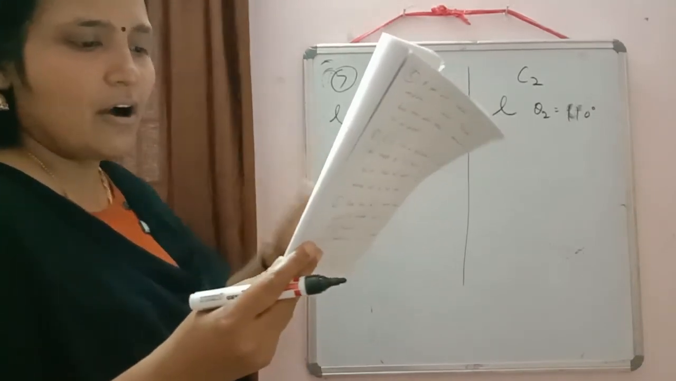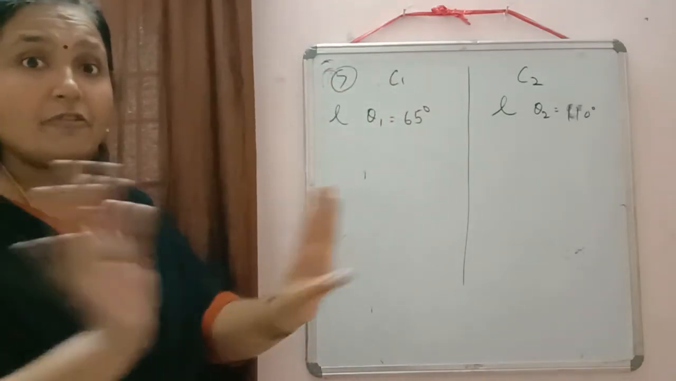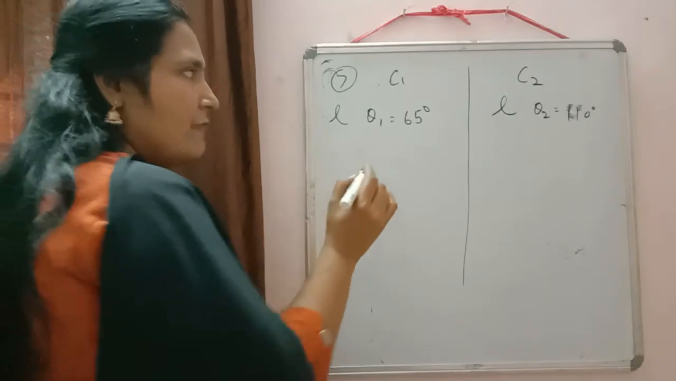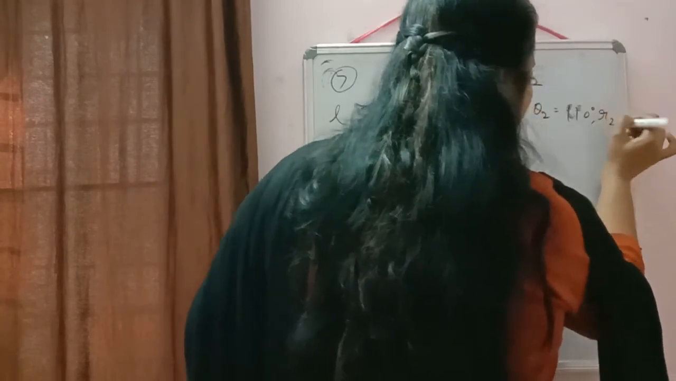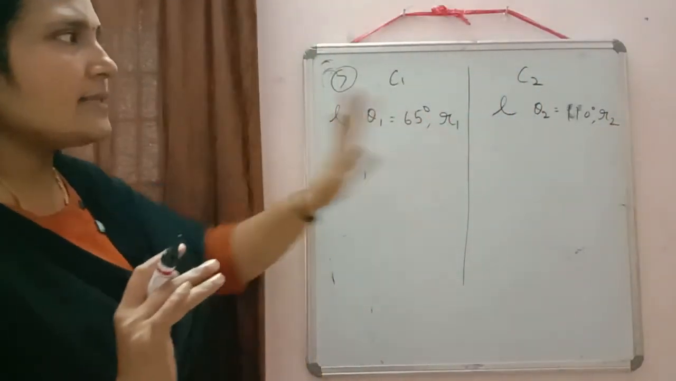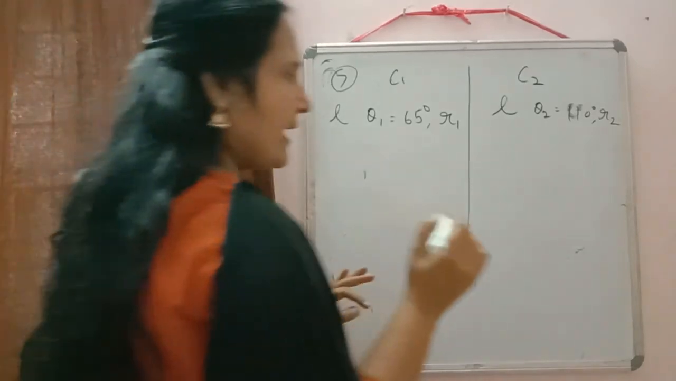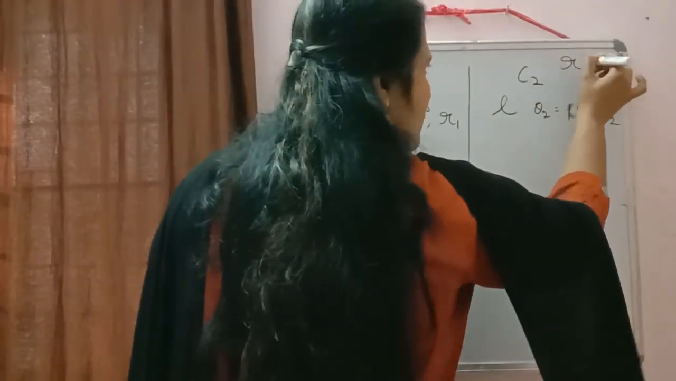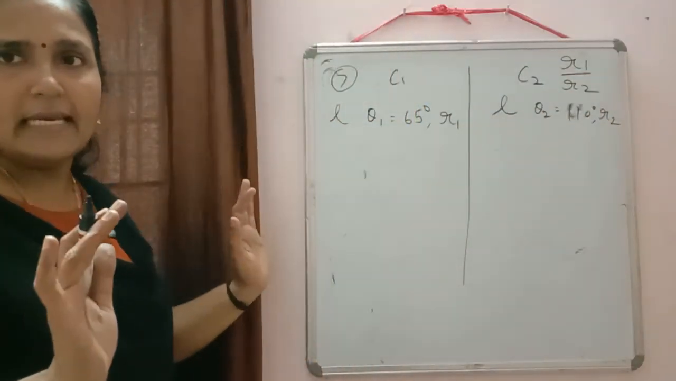Find the ratio of their radii. We have to find the ratio. We don't have to find the radius there. We have to find the ratio of their radii. So suppose this one I am taking as R1 and this one I am taking as R2. So these are the things given there. We have to find the ratio of their radii, means we have to find R1 by R2. That much only we need there.